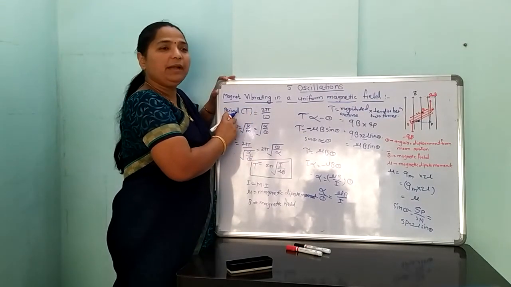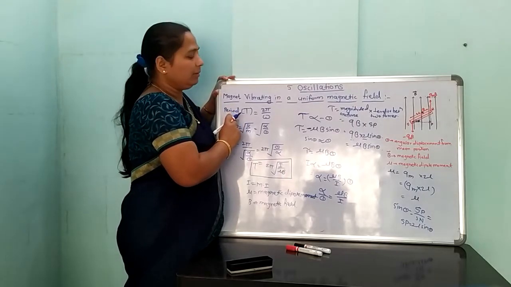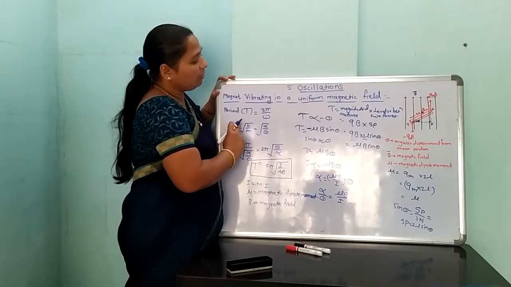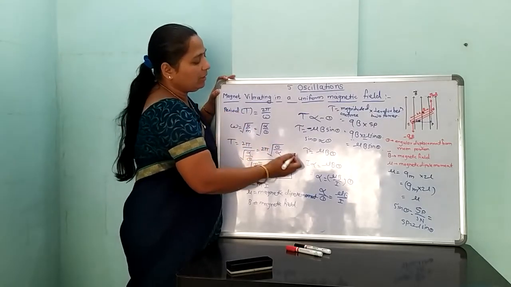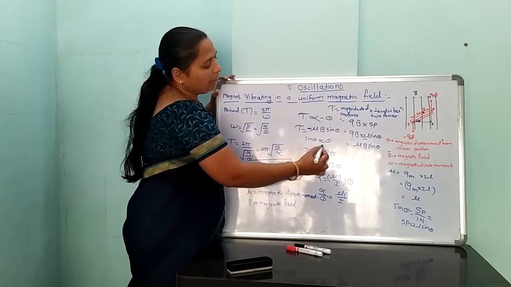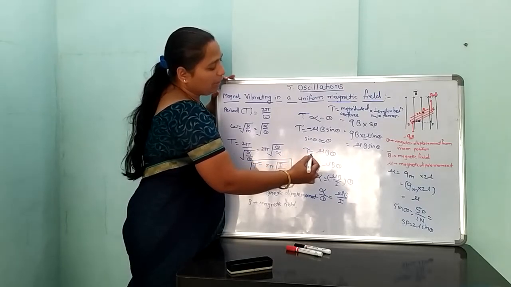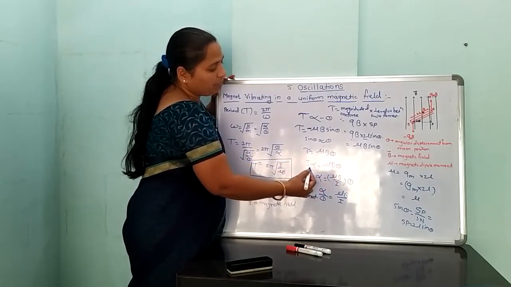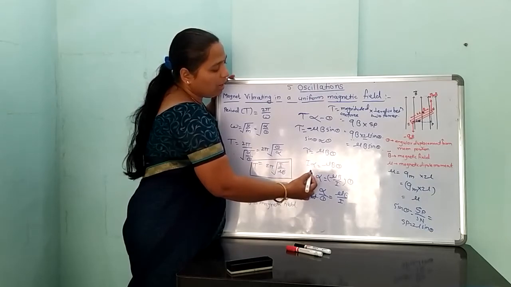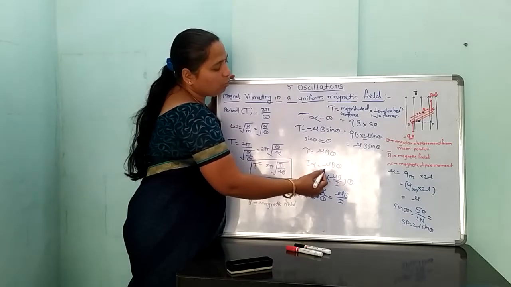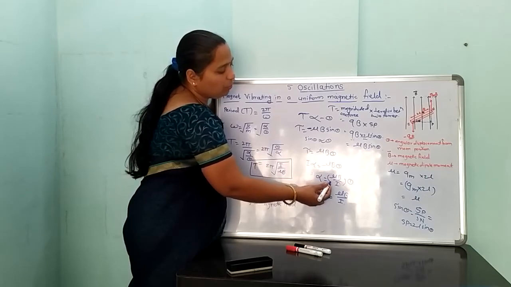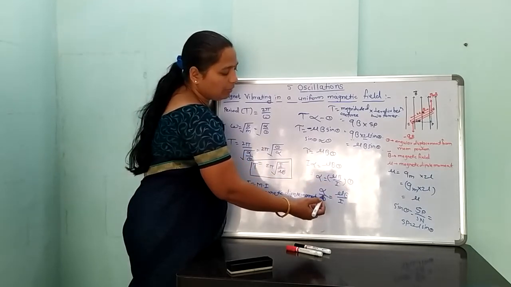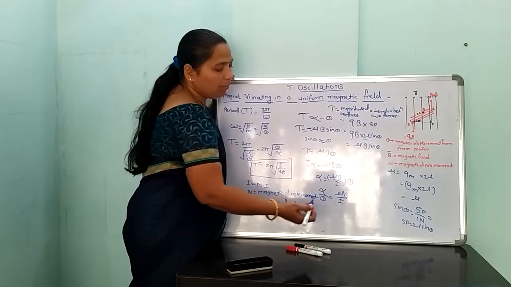Time period is a scalar quantity, therefore positive or negative sign is not considered, and we consider only the magnitude. Therefore torque in magnitude form is mu B theta. Torque is also equal to I alpha, another definition of torque. I alpha is equal to mu B theta. Equating both, alpha is equal to mu B upon I into theta. Therefore alpha upon theta is equal to mu B upon I.